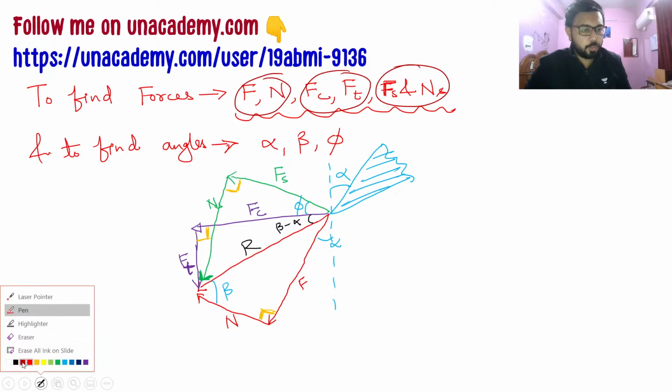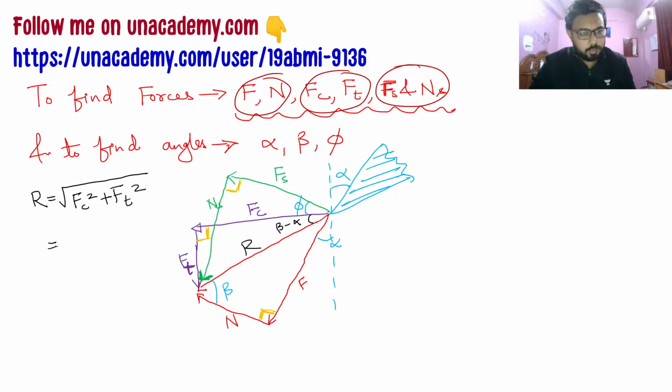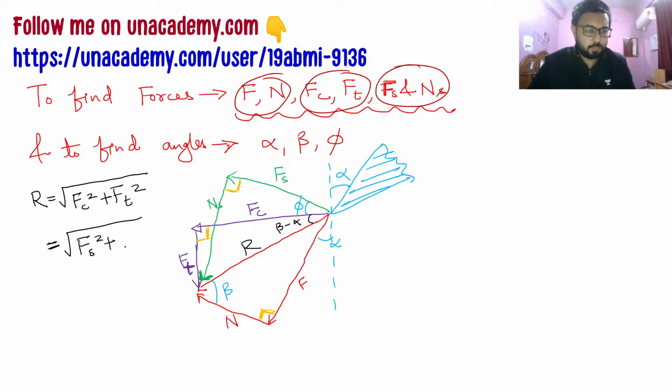So the things here that I want you to remember are, first of all, the resultant R will be equal to under root of Fc square plus Ft square. It is also equal to under root of Fs square plus Ns square. It is also equal to under root of F square plus N square. So this is the resultant R that is here.